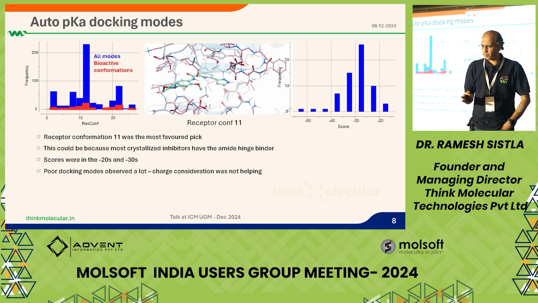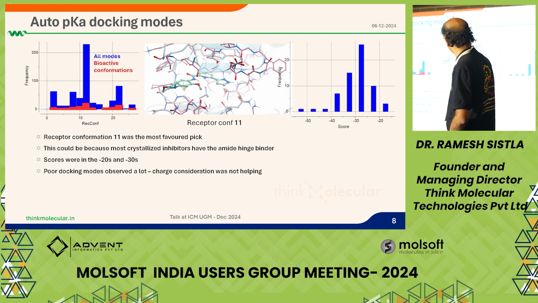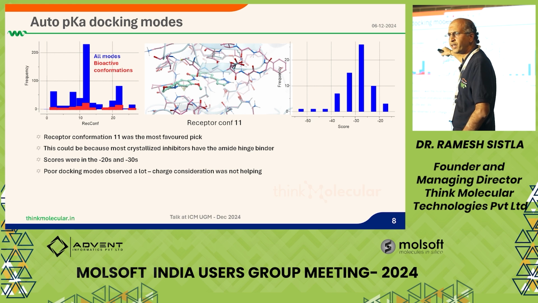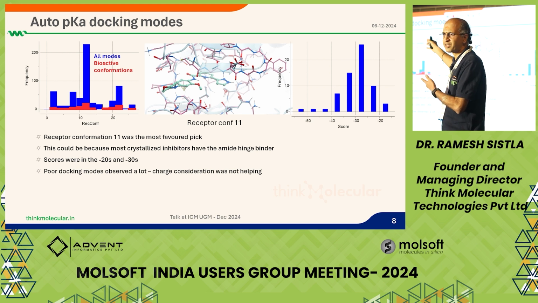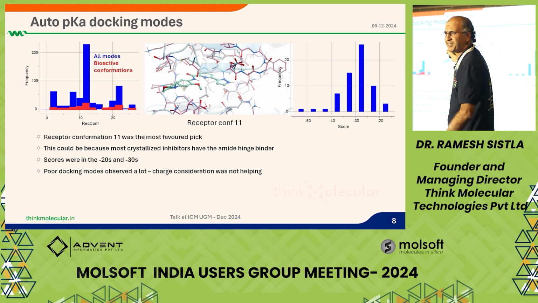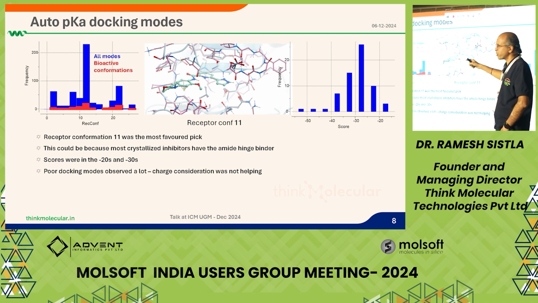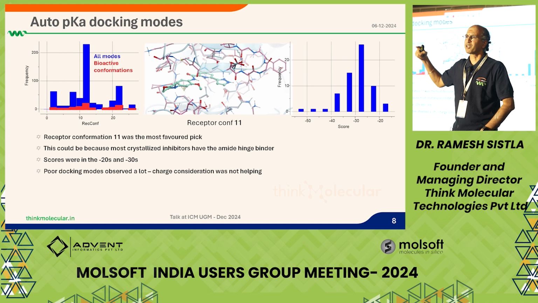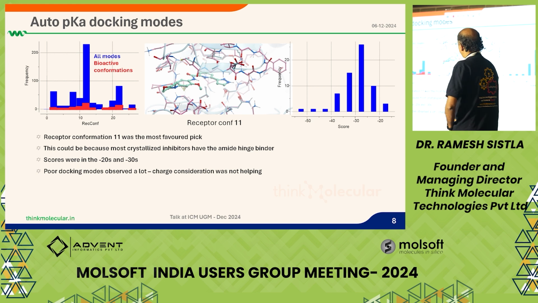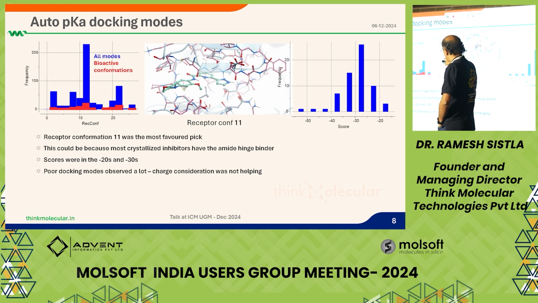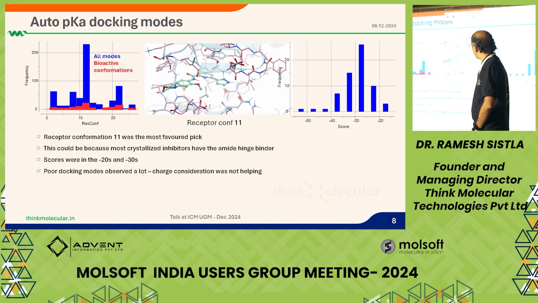I hope you can make out that middle structure where you are seeing an amide as the hinge binder. Most of the reported IRAK4 inhibitors have that, including your compound, right? Yeah. So those compounds are picking that particular conformation repeatedly. And what you see in red are the bioactive conformations. Even they pick that receptor conformation 11 a lot.